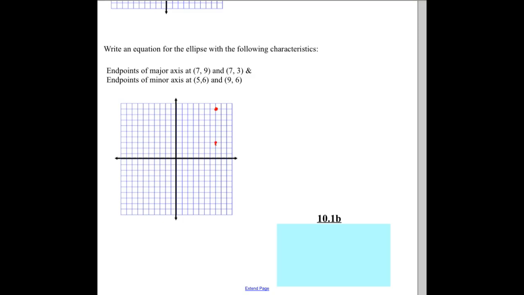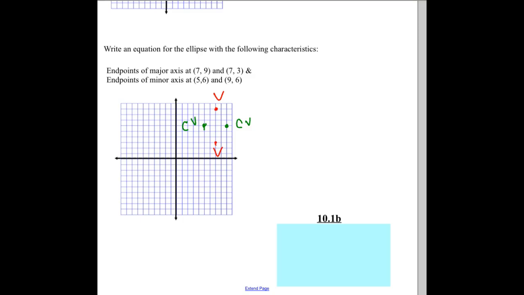Well, what do we call the endpoints of the major axis? Those are the vertices, okay? So I'm going to label that a vertex. And then it says the endpoints of the minor axis are 5, 6, and 9, 6. And what do we call those? Co-vertices. Okay, now, in order to write an equation for the ellipse, it's obviously not centered at the origin. Okay, so we are going to have to figure out our h, k, our center point. And we also have to figure out A and B to write our equation.